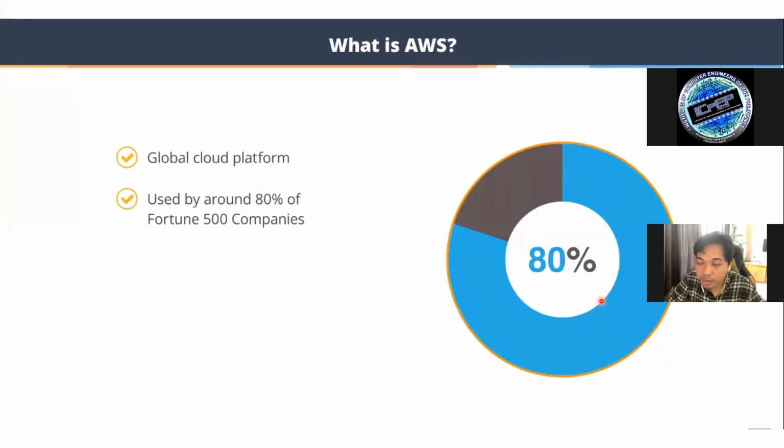So it's used by around 80% of Fortune 500 companies. So ano ba yung mga Fortune 500s? Those are enlisted companies. Okay, the top 500 na sa buong mundo. And sinabi niya na 80% daw ng Fortune companies noon ay gumagamit na ng AWS. Isa rin siya sa, you know, popularity because of popularity of AWS.